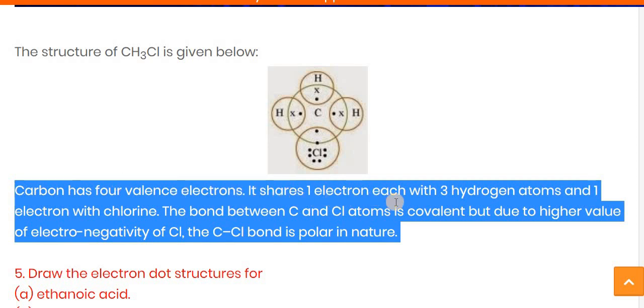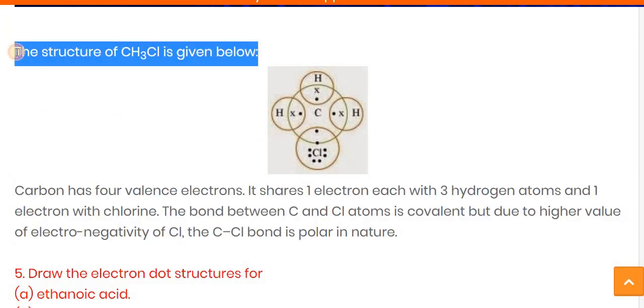It shares 1 electron each with the hydrogen. Here you can see the carbon has 4. So from 4, 3 electrons are shared with the hydrogen atoms, and 1 electron is shared with the chlorine atom. The bond between the carbon and chlorine atom is a covalent bond. But due to the higher electronegativity of chlorine, the C-Cl bond is polar in nature. Here you can see chlorine possesses 6 electrons, meaning it has very high electronegativity. Due to that, the C-Cl bond is polar in nature.